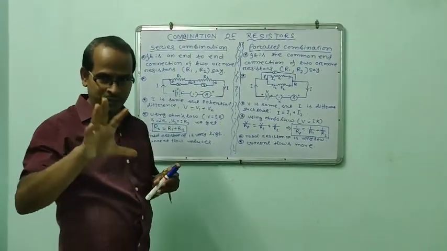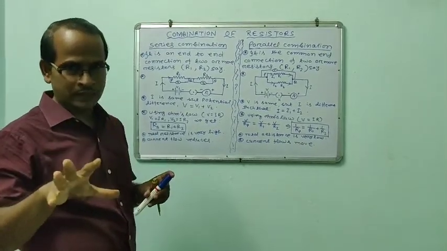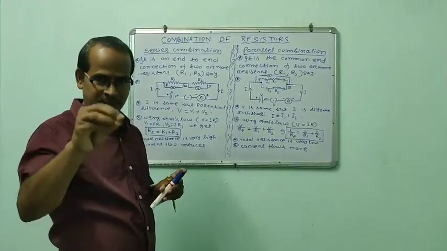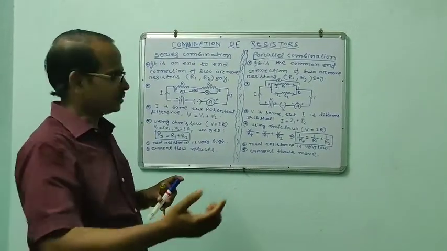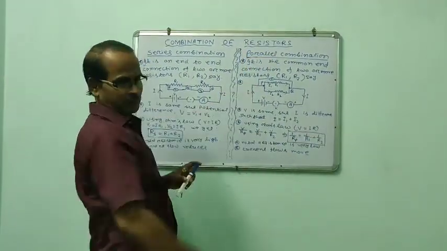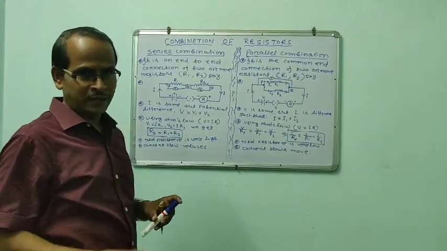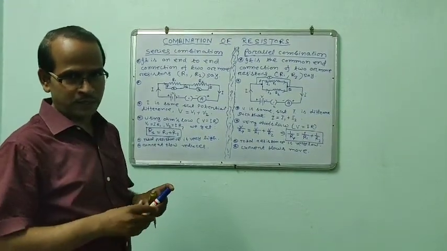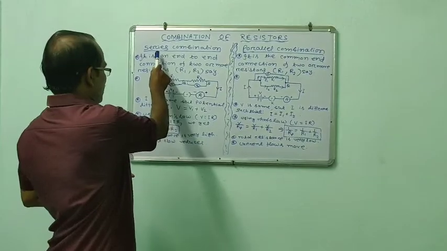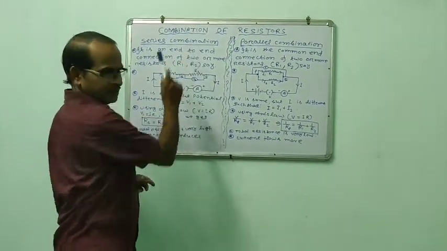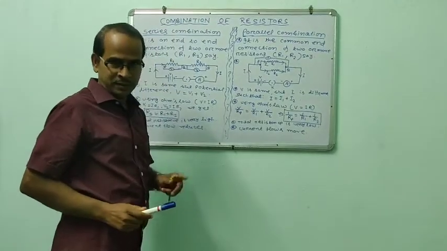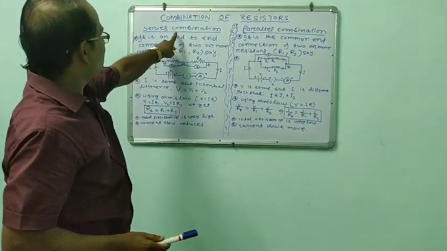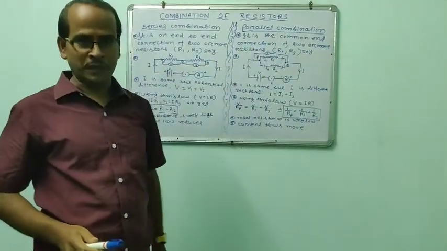So as you know, there are three types of loads in electricity. One is resistor, one is inductor, and the other is capacitor. So we are discussing the resistors. So how are they combined? Generally there are two ways of combination of the resistors. One way is the series combination, and the other way is the parallel combination. These are the two ways: series combination and parallel combination.